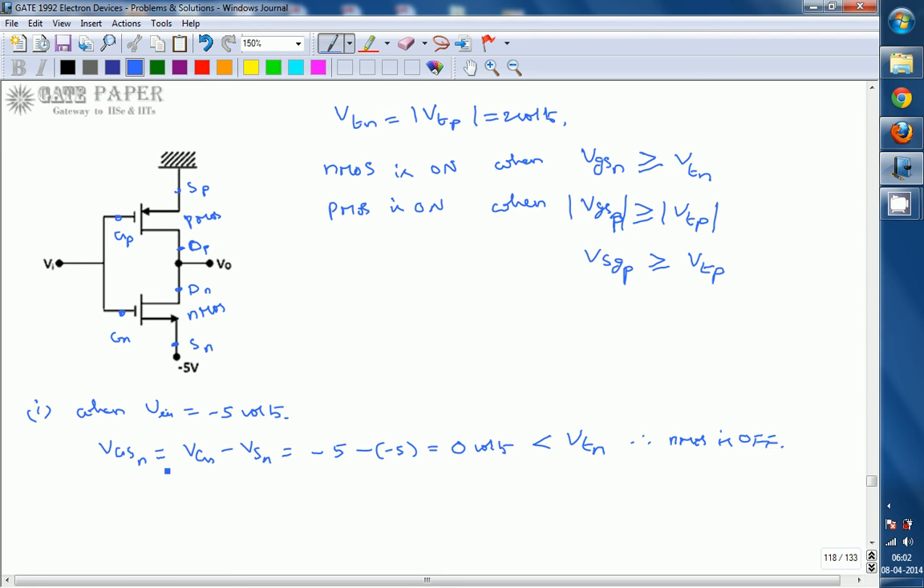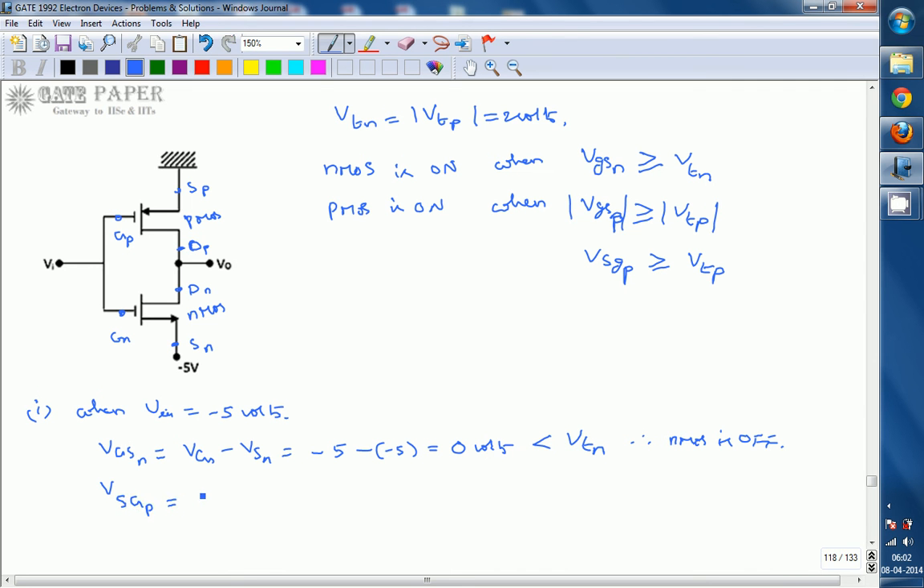Okay, it is lesser than 2 volts. VTN is given as 2 volts. Now what you are getting, VGSN is 0 volts, so the magnitude is less, so that NMOS is off. Similarly, for the PMOS we will go with VSG. We don't bother about the negative signs, so we can write it as VSG.